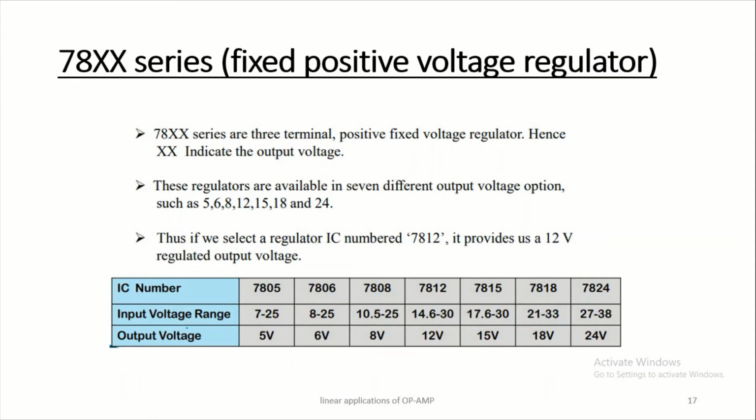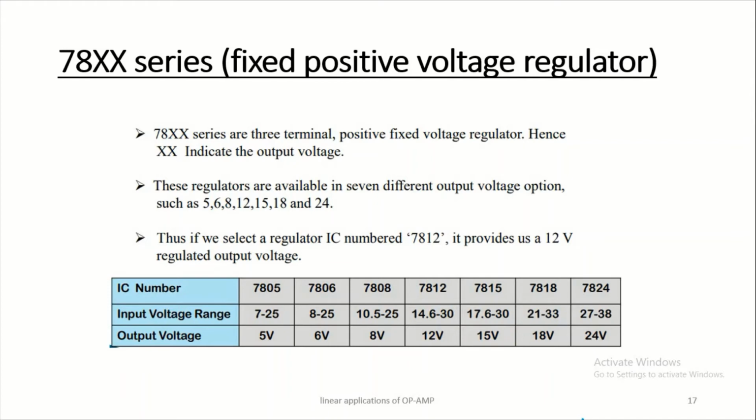For example, IC number 7805 means output voltage is 5 volt and the input voltage range is between 7 to 25. Then 7806 means output voltage is 6 volt and input voltage range is 8 to 25. Same for all. 7818 means output voltage is 18 volt. 7824 means output voltage is 24.